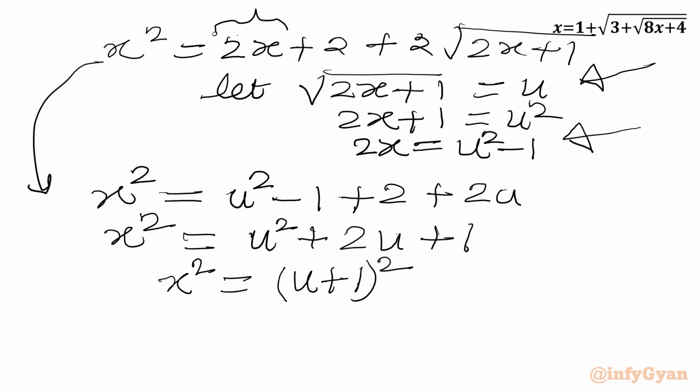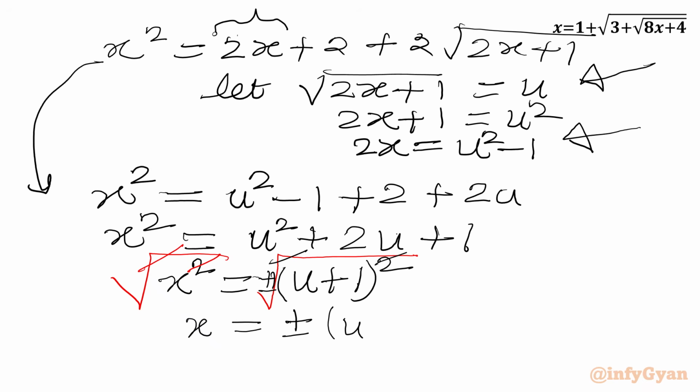So we'll write here x square equal to (u plus 1) whole square. Now we will take square root on both sides. We can cancel the square root with the square on the left hand side, and we have to write a plus minus sign over here. In LHS there will be x, in RHS there will be plus minus, the square root and square are over, so u plus 1.